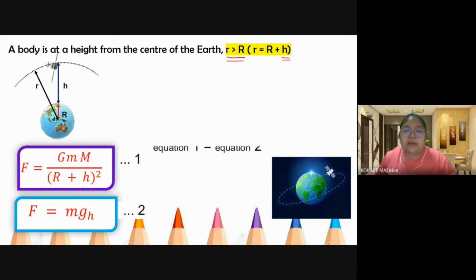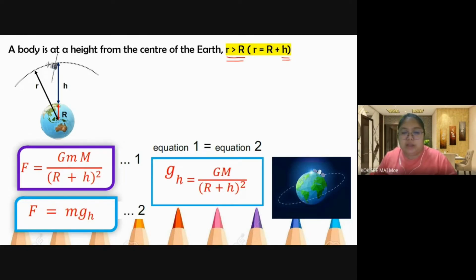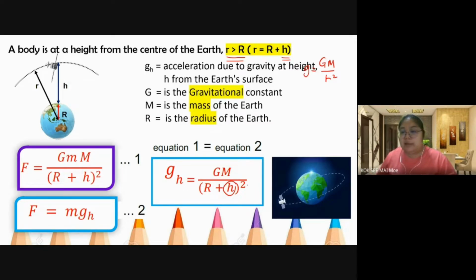So from here I go to explain. Equation 1 equals equation 2. So I get gH equals capital G, capital M, over R plus H squared. You only add one more H. Before that, we said g equals capital G M over R squared. But now you have to add one more H, because from the surface of the Earth, the object is out already. So we explain what gH means. gH is the acceleration due to gravity at a height, a certain height from the Earth's surface.